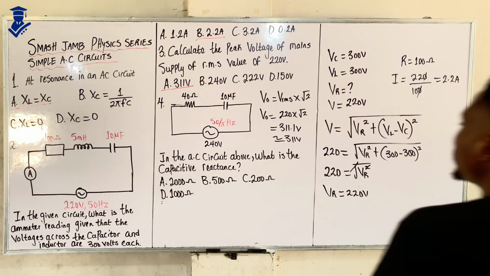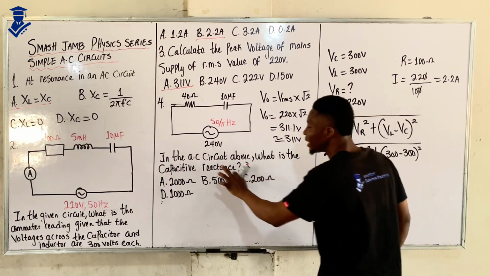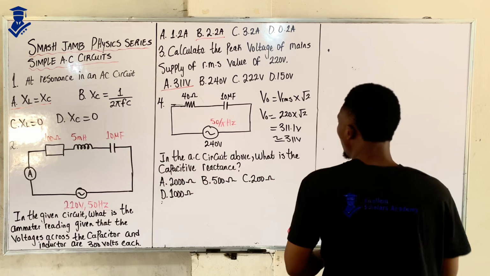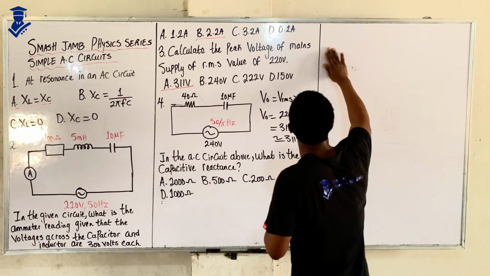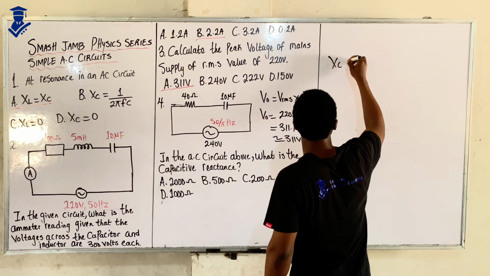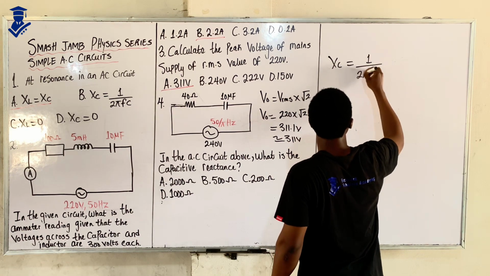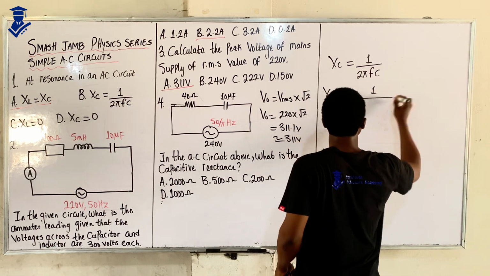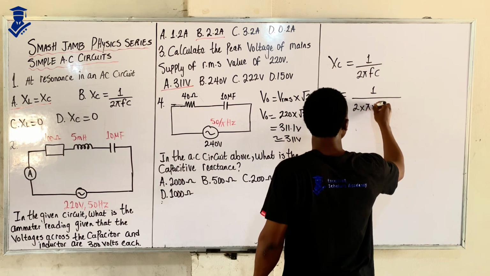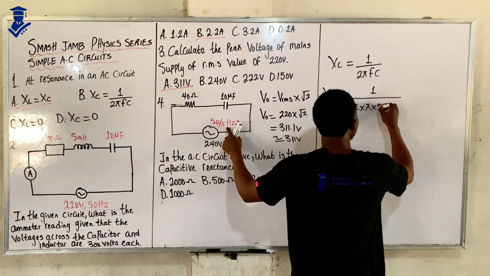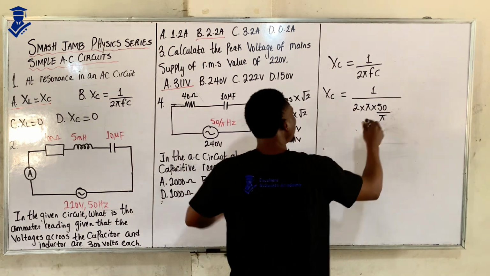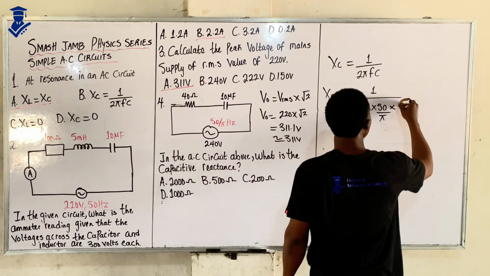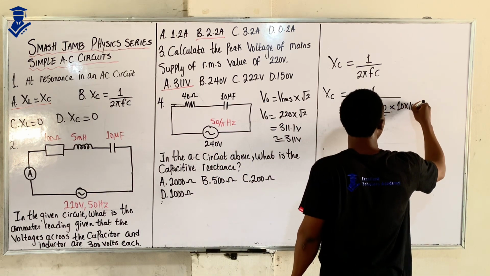Now, let's solve the last question. It says in the AC circuit above, what is the capacitive reactance? Let's go straight to solving that. The formula for capacitive reactance XC is equal to 1 over 2 pi FC. So our XC is equal to 1 over 2 times pi times our frequency, 50, times pi, multiplied by our capacitance, which is 10 microfarad. That is equal to 10 times 10 to the power of minus 6.